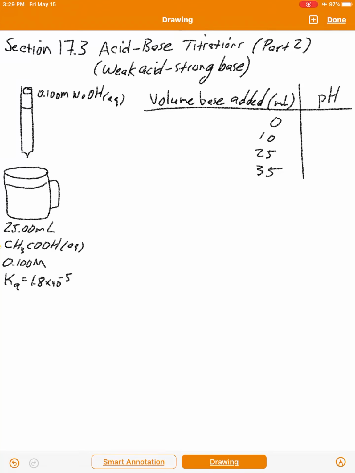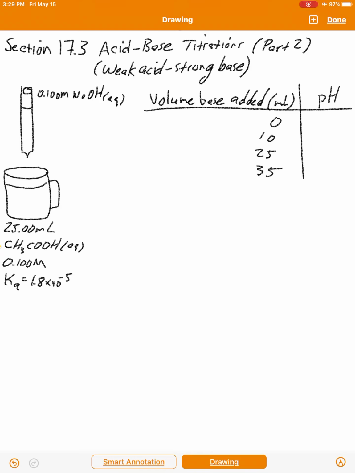Okay, this is section 17.3, acid-base titrations. Now we're going to look at a titration that has a weak acid with a strong base. In part one, we looked at a strong acid with a strong base. Now we're going to do a weak acid with a strong base. And we're going to look at 4 different points.